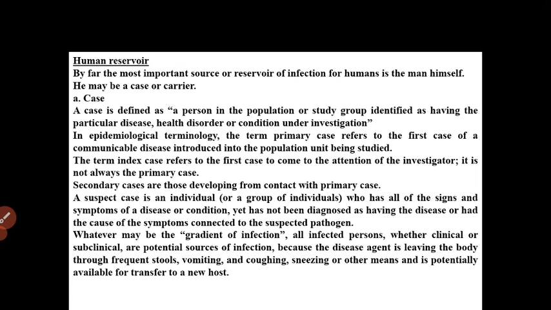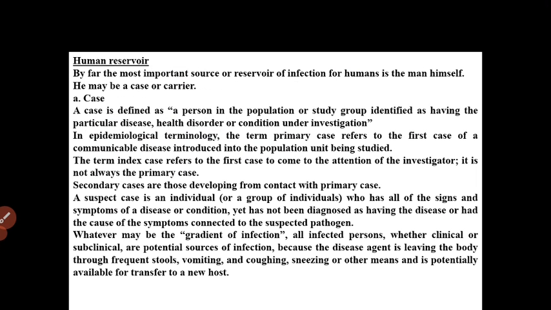This is the primary case. Secondary cases are those which develop from contact with the primary case. A suspect case is an individual who has all of the signs and symptoms of a disease or condition, yet they have not been diagnosed as having the disease or had the cause of the symptoms connected to the suspected pathogen.